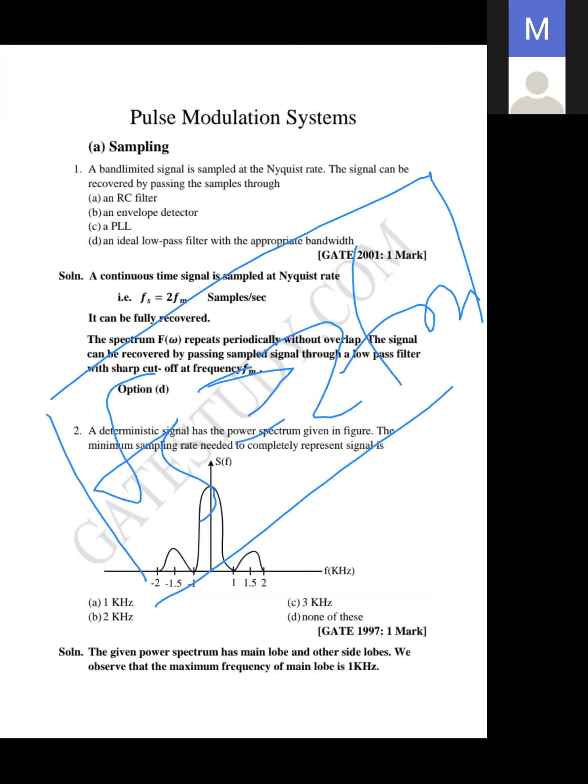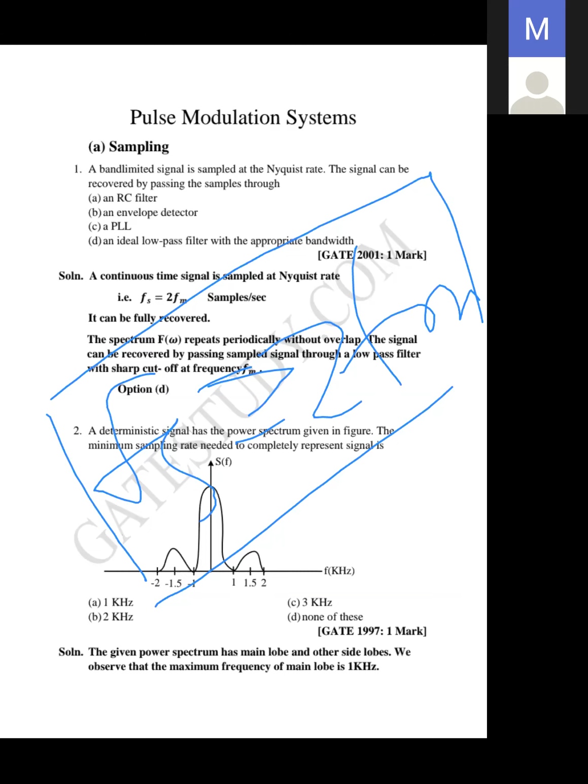This is the base for any system, whether digital communication or analog communication. First we go for sampling, then quantization. Sampling is nothing but converting a given continuous-time signal, continuous in amplitude, into a signal that is continuous in amplitude and discrete in time. That concept is called sampling.